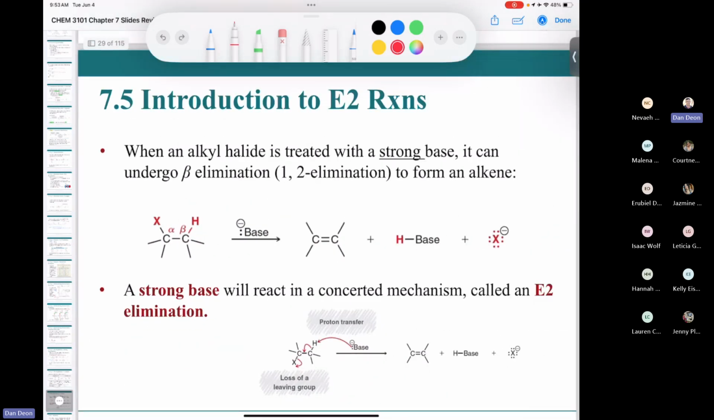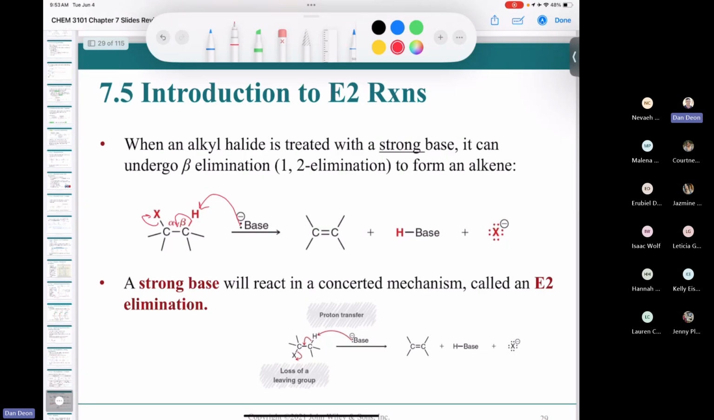In our elimination reaction, the base comes along and takes the proton. We make the double bond, and then we lose the leaving group. In an E2 reaction, remember, it's elimination, E together. So it's going to be a proton transfer and a loss of leaving group occurring simultaneously. We're transferring this proton, losing this leaving group, and also forming that pi bond. So a strong base will react in a concerted mechanism that we call an E2 elimination.